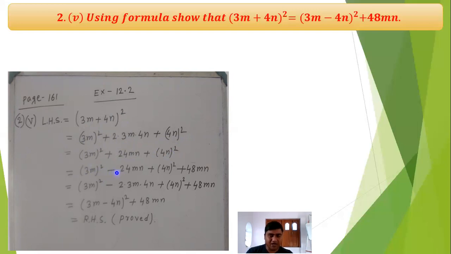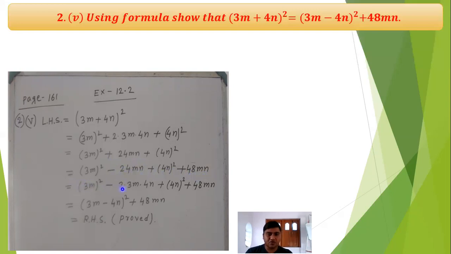(3m) whole square minus 24mn. Now this is plus 24mn, we write minus 24mn. So adding 48mn minus 24mn is equal to 24mn. So we write here minus 24mn, plus 48mn, plus (4n) whole square.